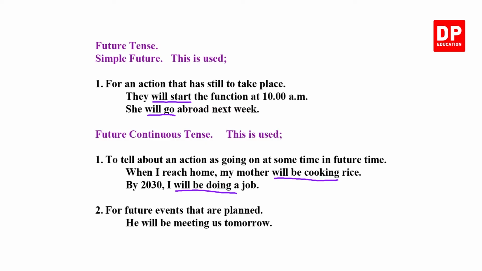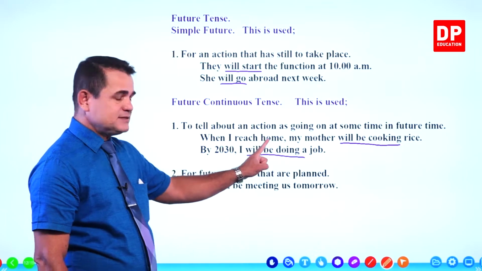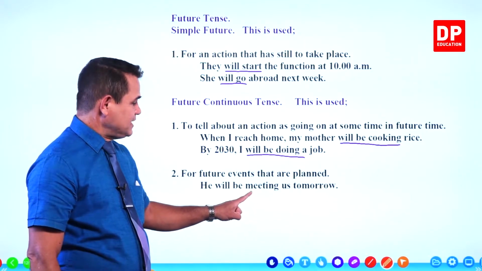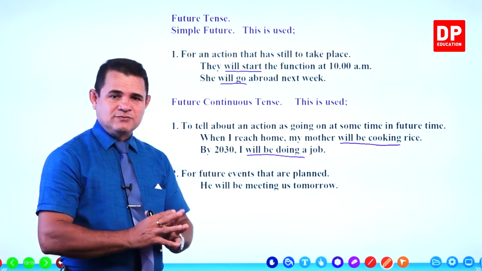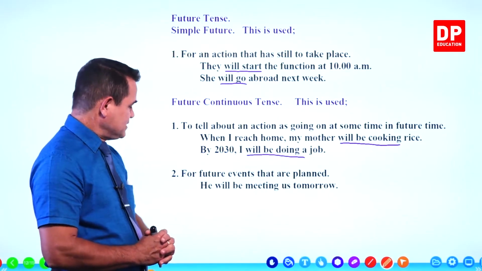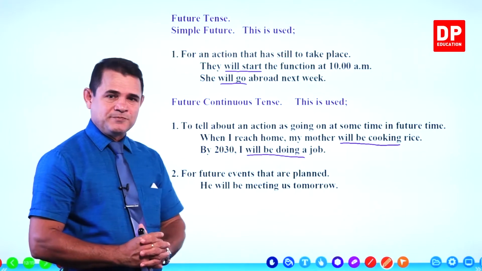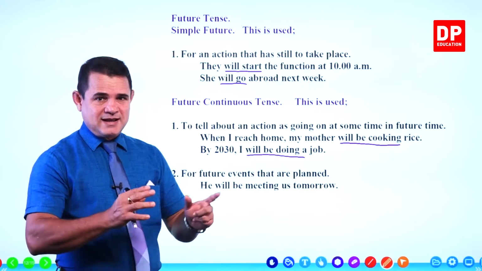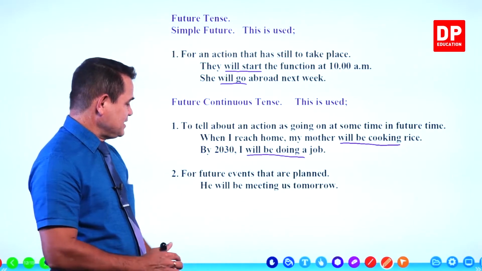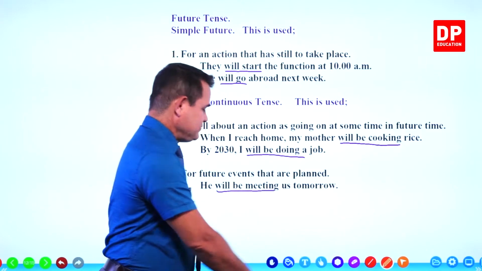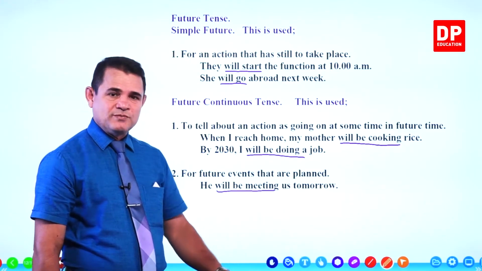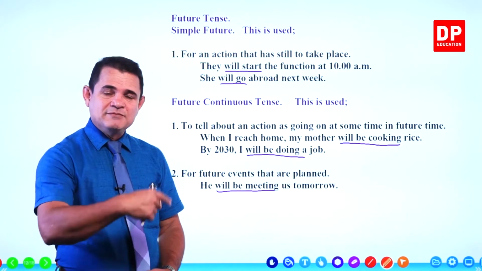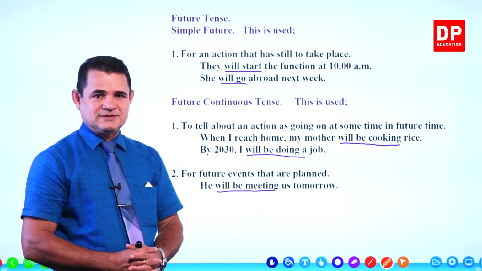For future events that are planned. This is something that will be happening. For future events that are planned. Example. He will be meeting us tomorrow. So now you have planned to meet him tomorrow. There are planned actions. He will be meeting. Will be plus ing form of the verb. He will be meeting us tomorrow. Will be meeting. Future continuous.